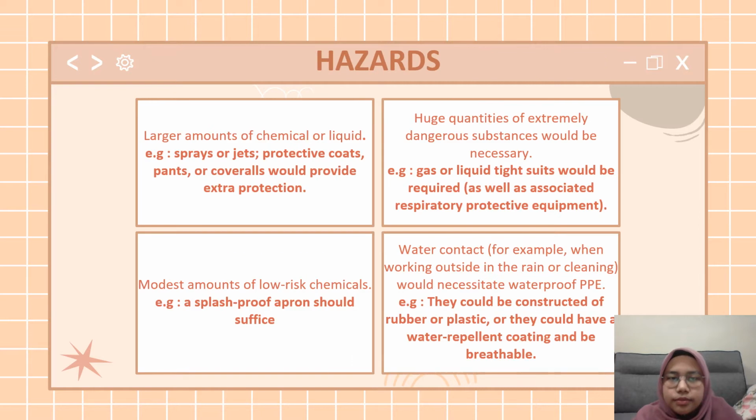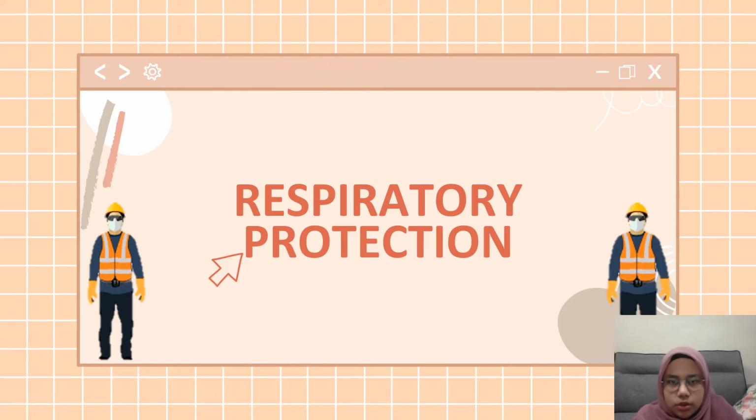It is very important. The hazards for body and skin protection are a large amount of chemicals, such as spray or jets; a large quantity of extremely dangerous substances, such as gas or liquid; a modest amount of low-risk chemicals, such as splashes; and lastly water contact, such as if we are walking outside in the rain, we have to wear waterproof PPE.